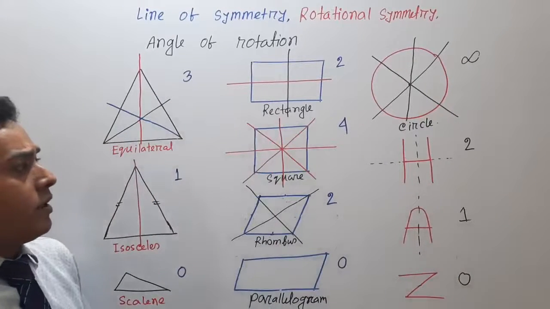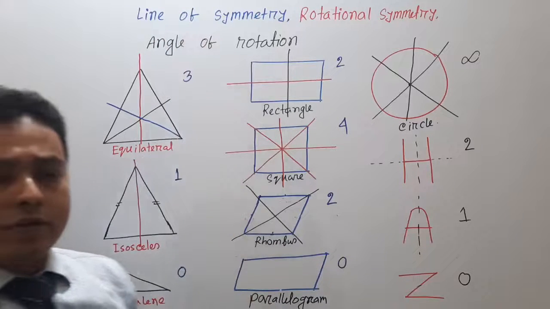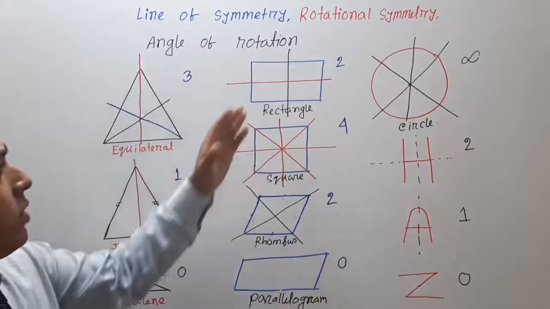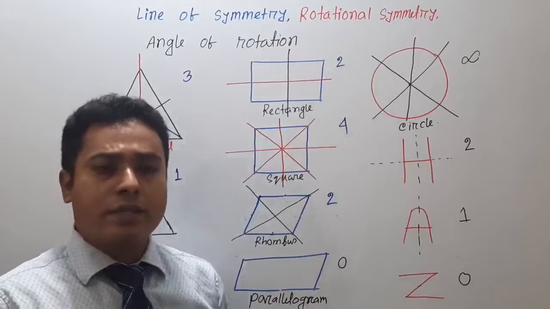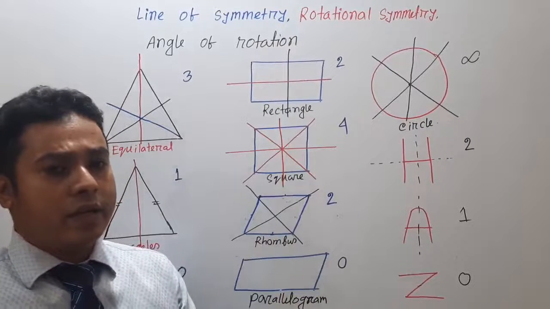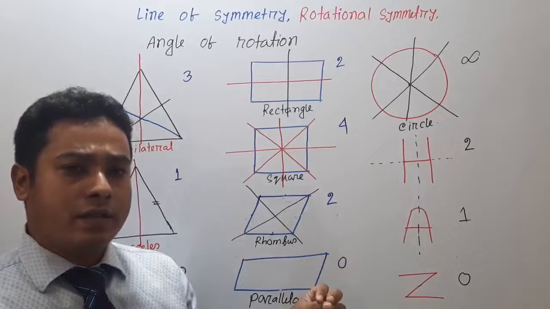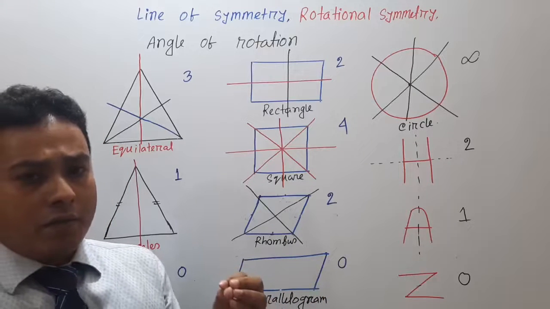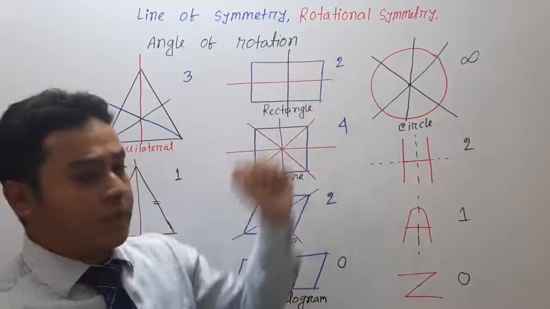Okay, dear student, we have now completed the line of symmetry, and you have understood what a line of symmetry is. Now we want to discuss rotational symmetry. Rotational symmetry: if any object is rotated about any point, and the original shape and size do not change after rotation, then this rotation is called rotational symmetry.